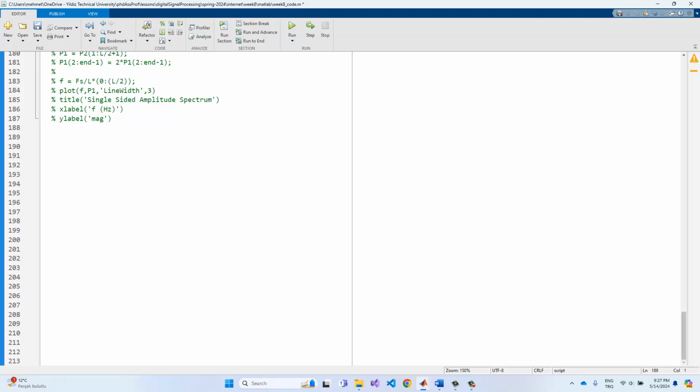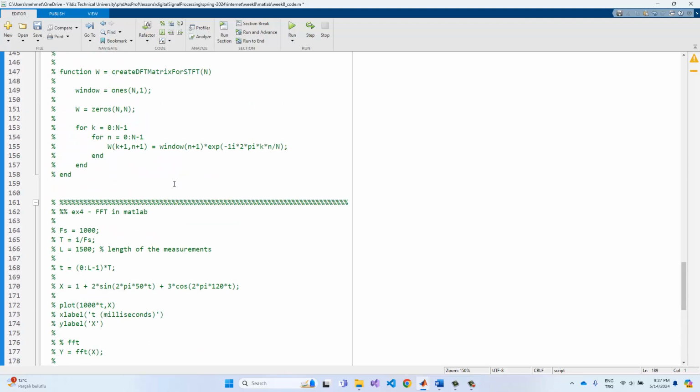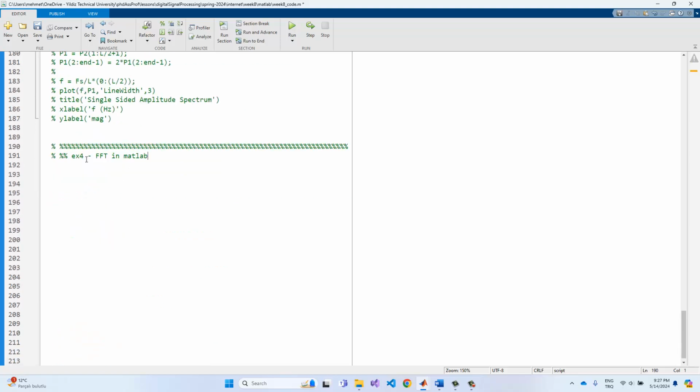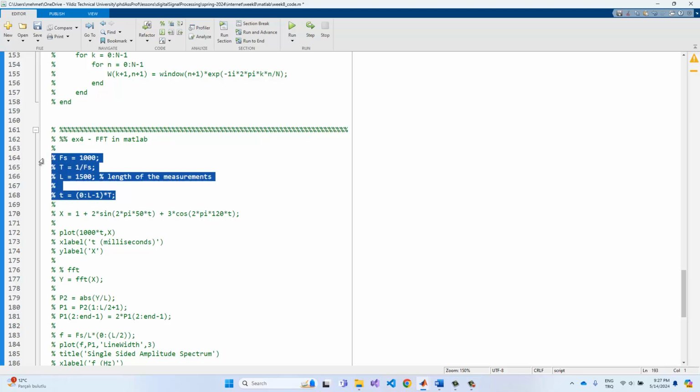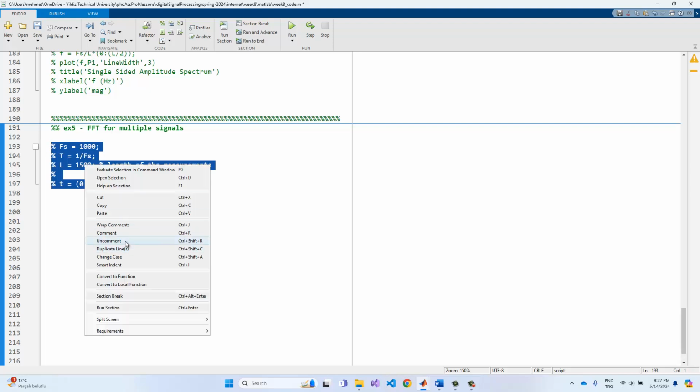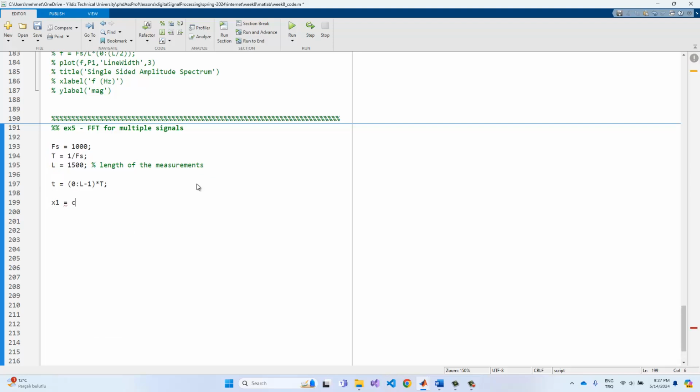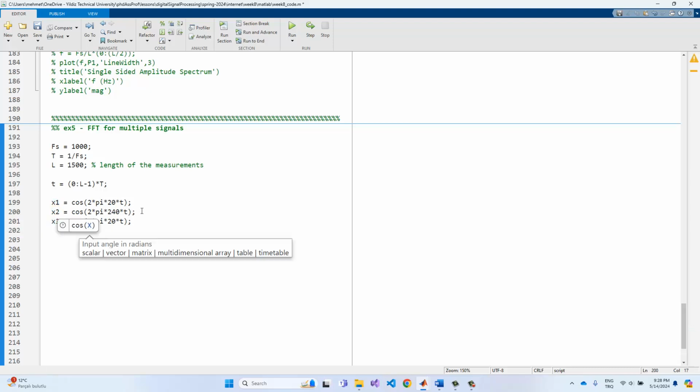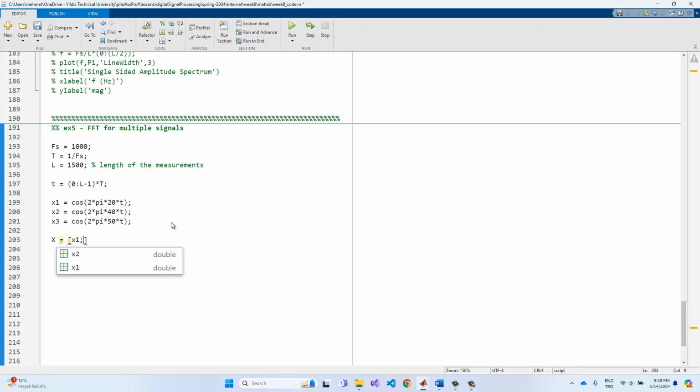And also we can build another algorithm for multiple signal representations. So it's the x5 FFT for multiple signals, and this is the same as the previous one. I can take it and comment. And so x1 is the cosinus of 2 times pi times 20 hertz times t. These are the basic algorithm. And so x2 and x3, this is the 40 value, and this is the 50 value. And x can be created with x1, x2, and x3.